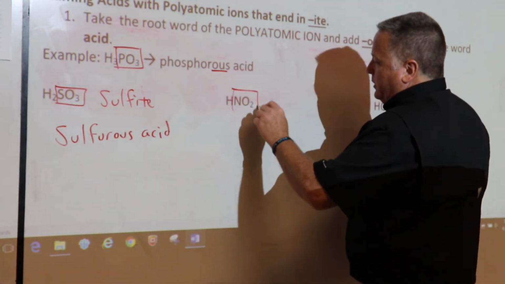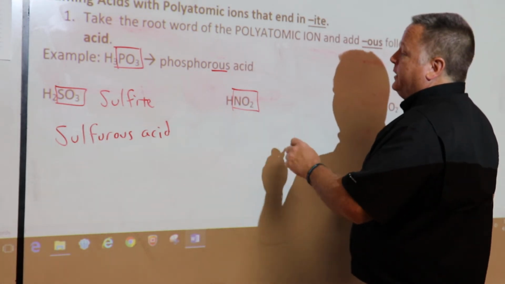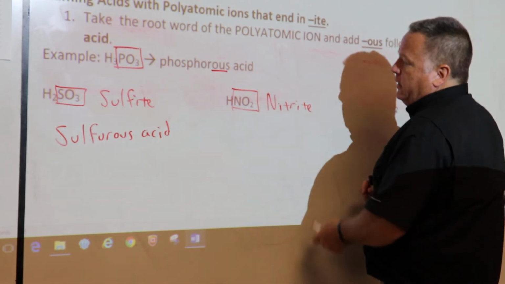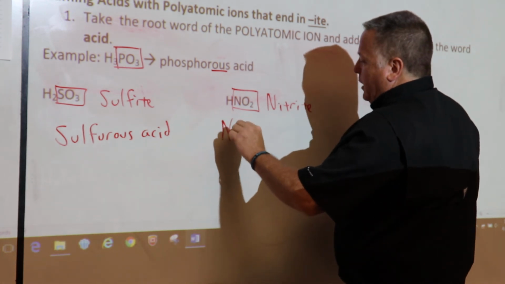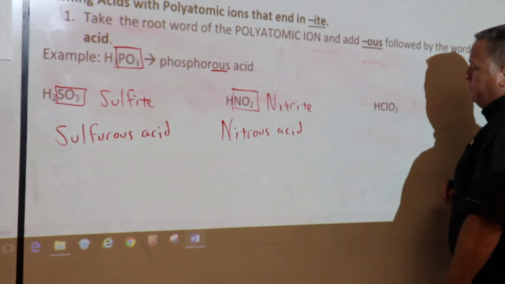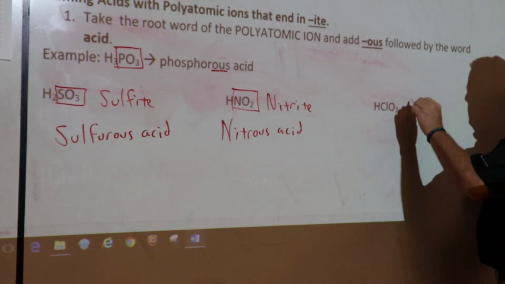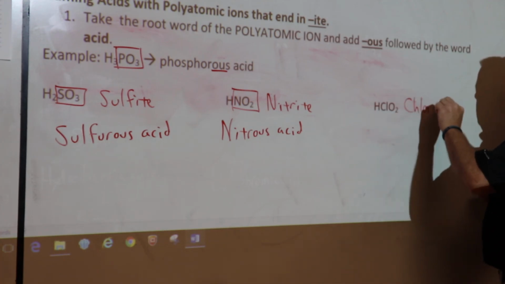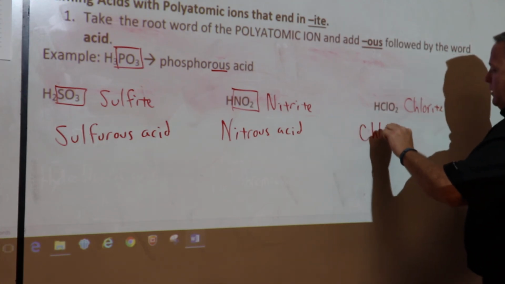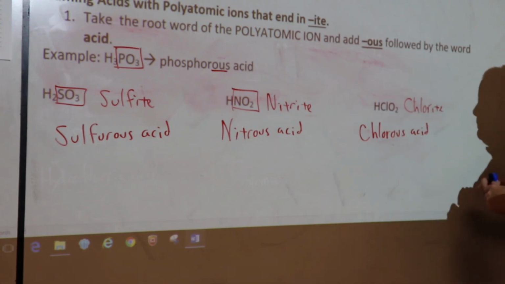This next one is nitrite. Earlier we did nitrate. This is nitrite. So this becomes nitrous acid. Good deal? ClO2 is chlorite. So it becomes, that's right, chlorous acid. And that's all it is to it.